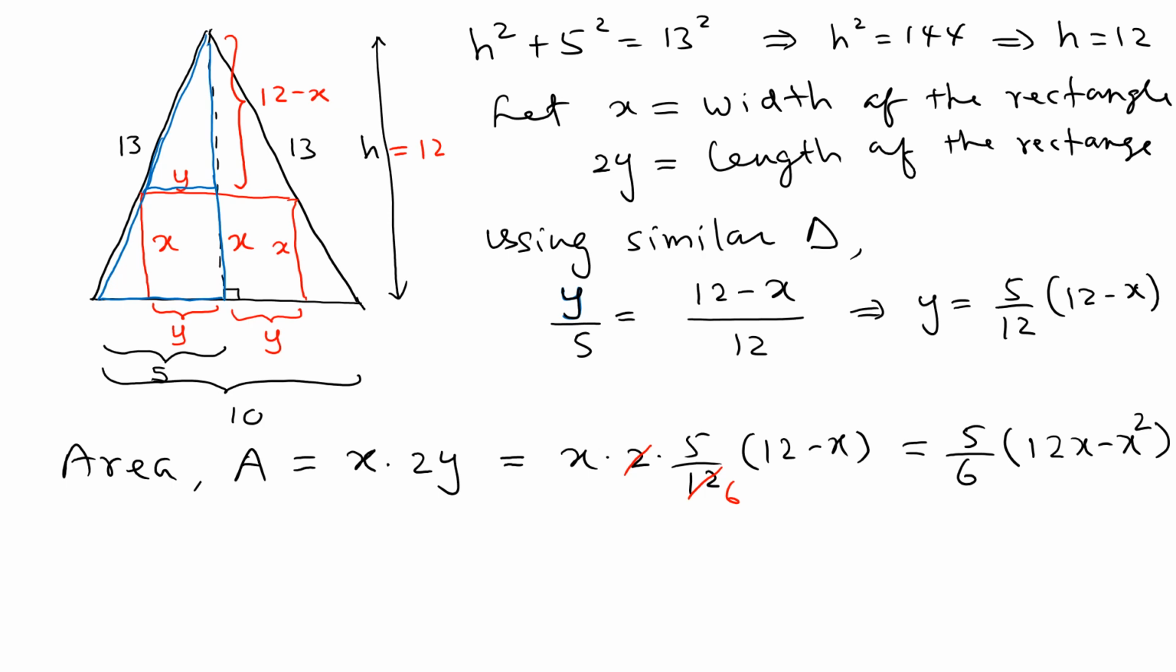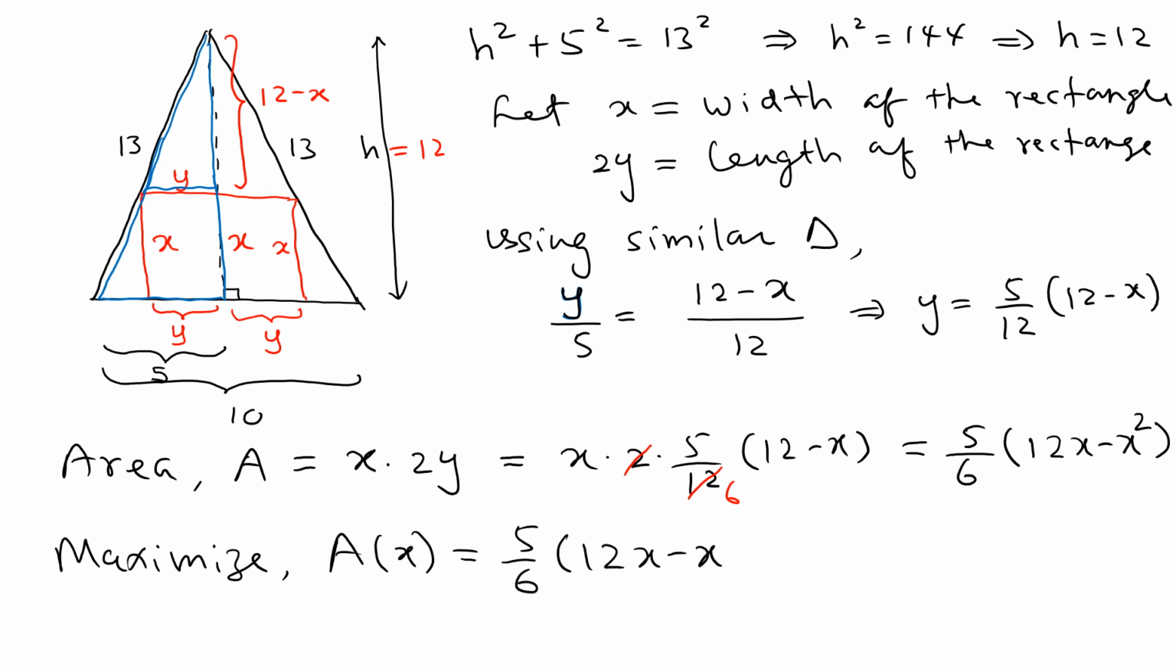And then your problem becomes maximize. So you can say maximize A(x). I'm going to call it A(x) now because it's a function of only x now. Earlier it was two variables, not anymore. So it is 5 over 6 times (12x minus x squared). That's what you get. On what interval? You can see the smallest value of x would be 0. It's not practical, but mathematically that's 0. The largest would be 12. So you can go up to 12. It's again not practical, but mathematically correct. Okay, so that's the problem we're trying to do.